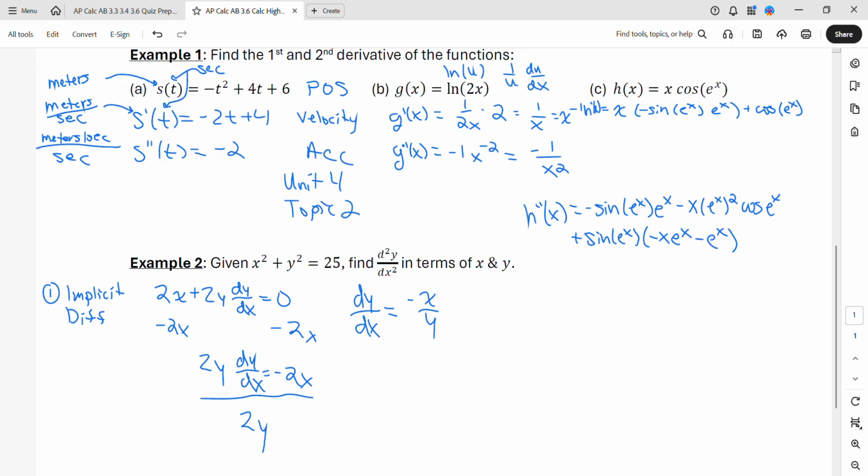So we take the derivative of each side with respect to x, and now we're going to get that second derivative. So we do low, which is y, d high, so negative x, the derivative of negative x is negative 1.